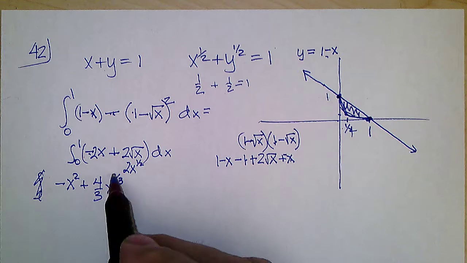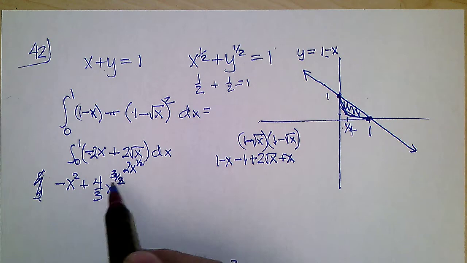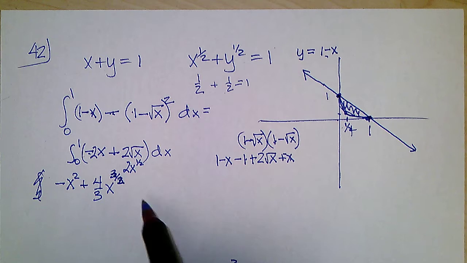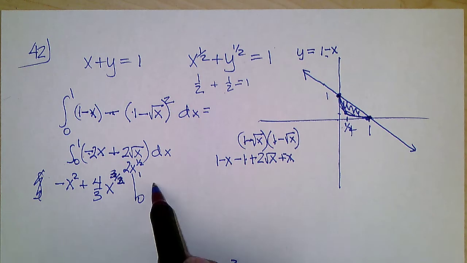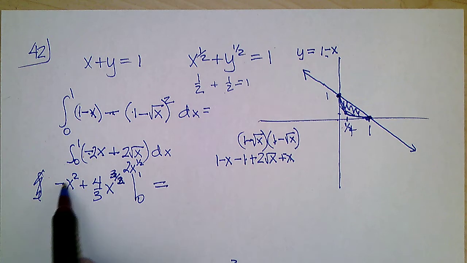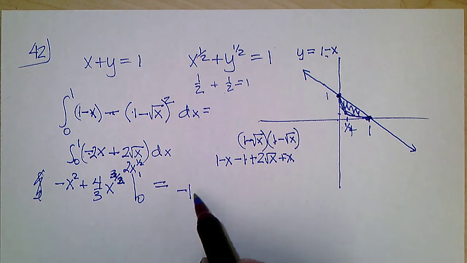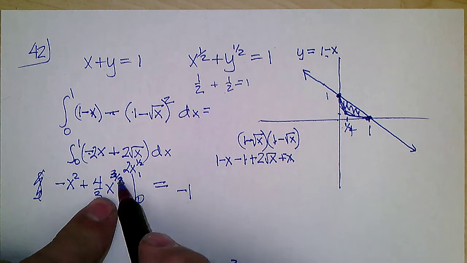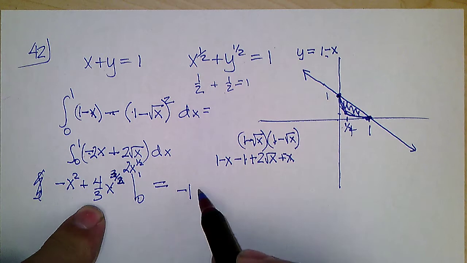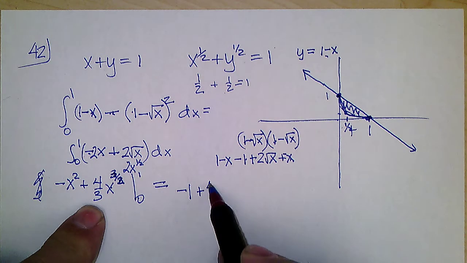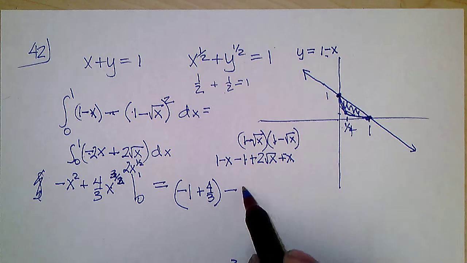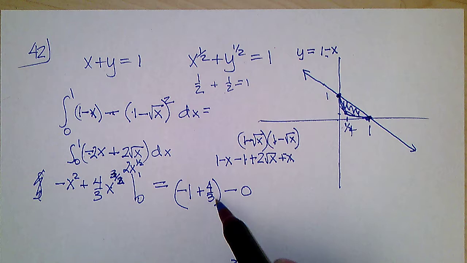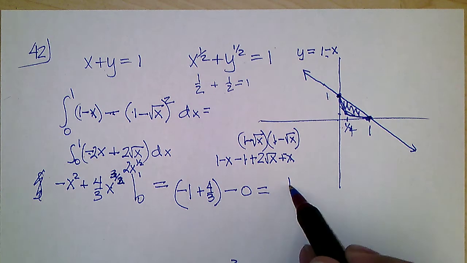1/2 goes to 3/2, 2/3 out here, 3/2 evaluated from 0 to 1. So if I put in 1, I get minus 1 times the square root of 1, which is 1, times 3, a cubed is 1, times this is plus 4/3. Minus, if I put zeros in here, I get 0. So I get minus 1 plus 4/3, which is 1/3.